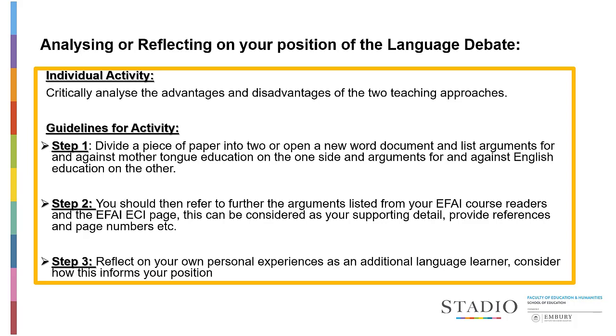Step 2 requires you to go back to the resources available, the articles in your course reader and articles that are online, and see what theorists and academics have argued and said, and how this relates to the key pointers you've made. See this step 2 as your supporting detail, which really substantiates your key arguments or key findings. It's very important that you provide references and page numbers.